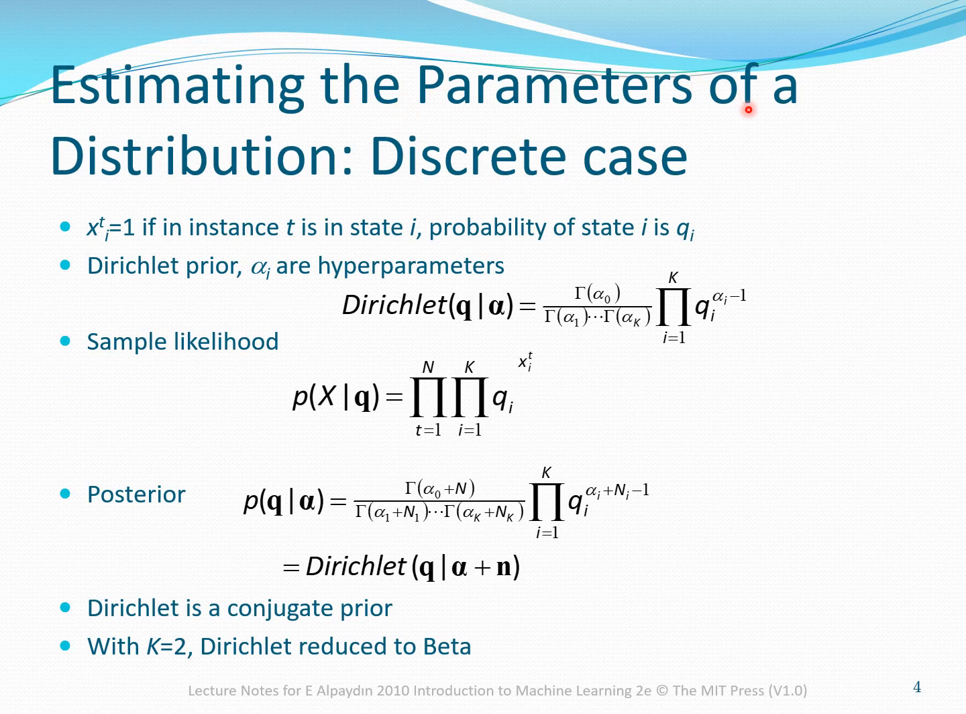Estimating the parameters of a distribution, discrete case. x_i^t equals 1 if instance t is in state i. Probability of state i is q_i.